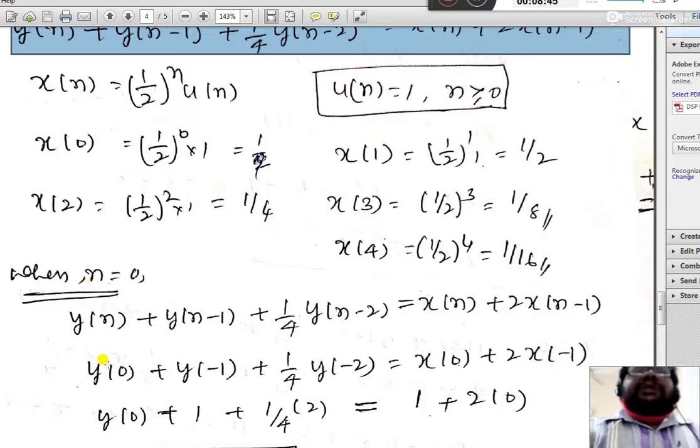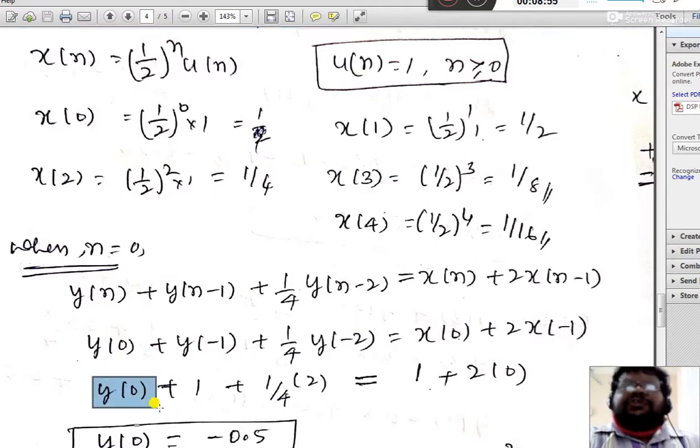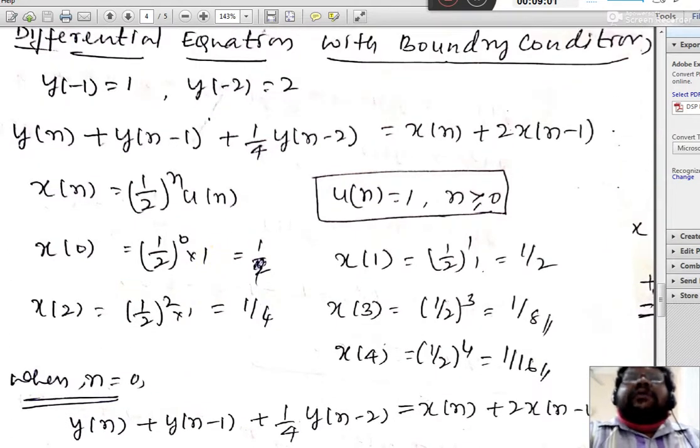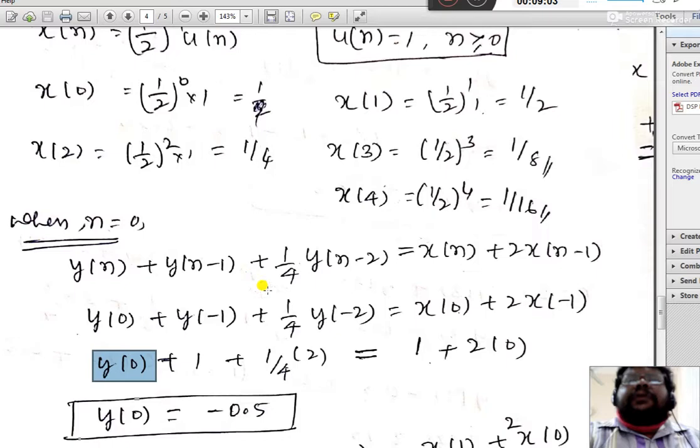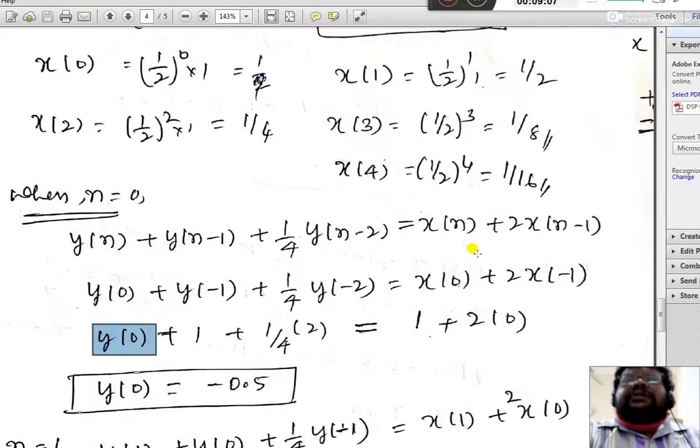That is by putting n is equal to 0: y of 0 plus y of minus 1 plus 1 by 4 times y of minus 2 is equal to x of 0 plus 2 times x of minus 1. As per the given boundary condition, y of minus 1 is 1 and y of minus 2 is 2. So it is x of 0 plus 2 times x of minus 1. Substituting that, we get minus 0.5.